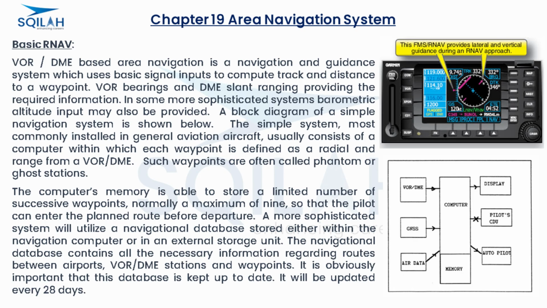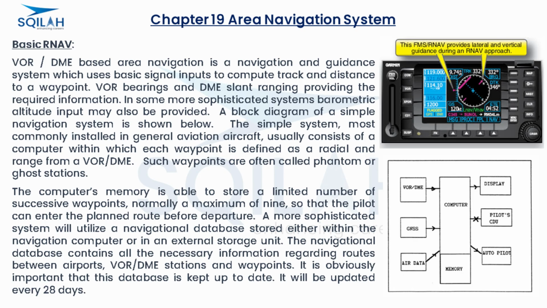VOR/DME-based area navigation is a navigation and guidance system which uses basic signal inputs to compute track and distance to a waypoint. VOR bearings and DME slant ranging provide the required information. In some more sophisticated systems, barometric altitude input may also be provided. A block diagram of a simple navigation system is shown below.